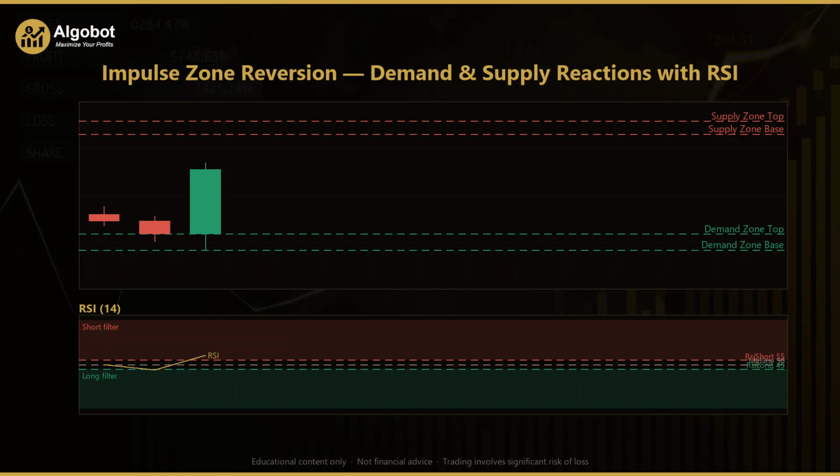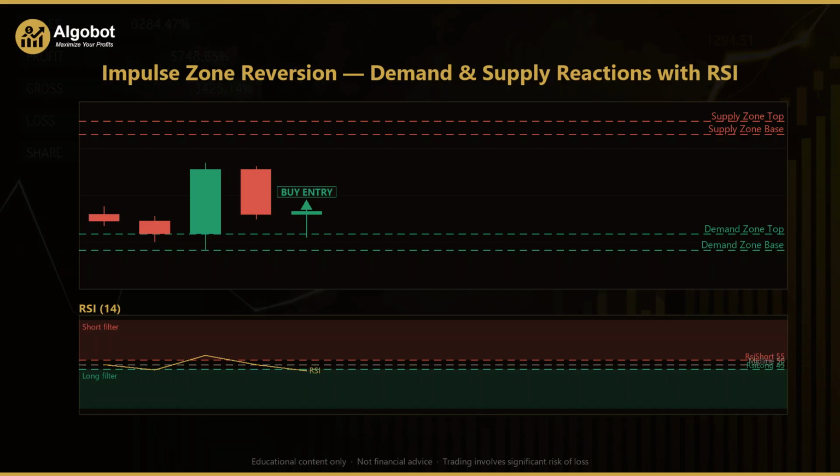Price drifts gently lower, and the RSI eases down toward 44. Nothing actionable yet. The strategy is simply observing. Then the third candle changes everything. It's a tall, decisive bullish bar, and its body easily clears the impulse threshold of 1.5 times ATR. The strategy reads this as demand stepping in, and it immediately stamps a demand zone at the candle's origin.